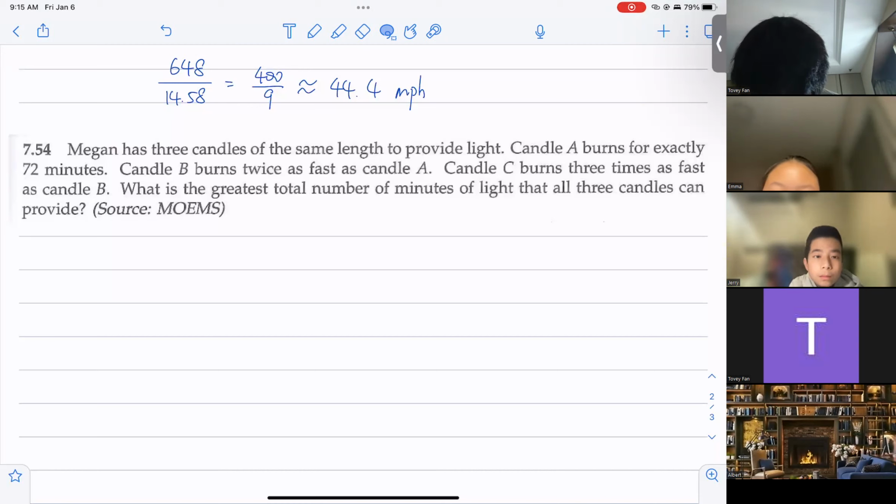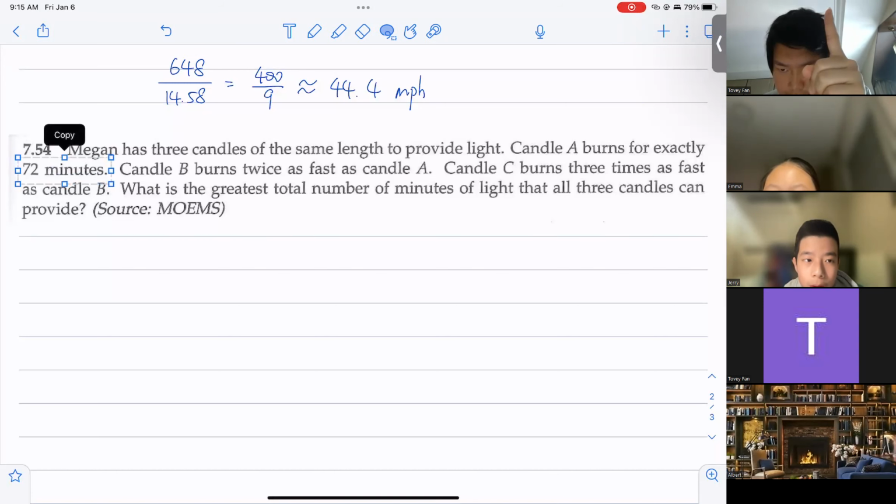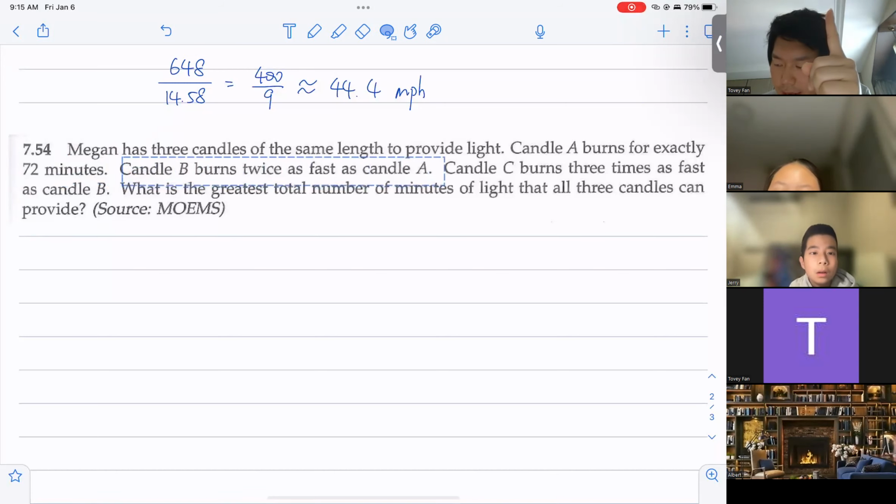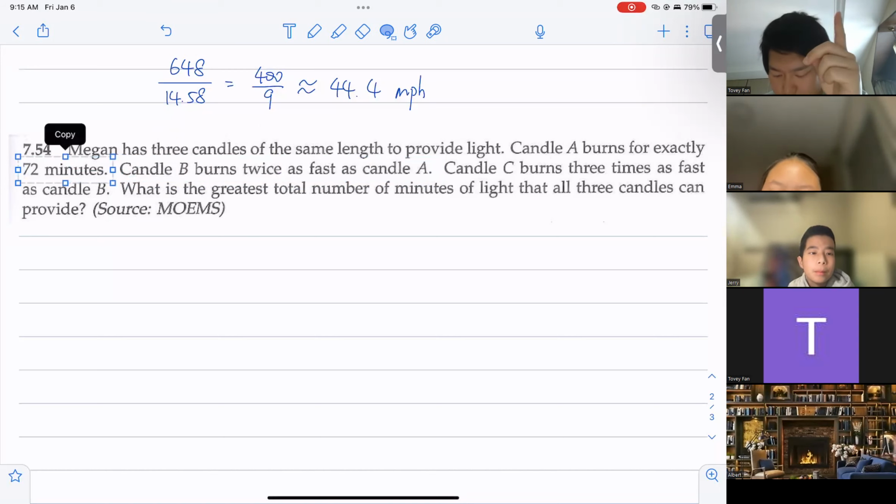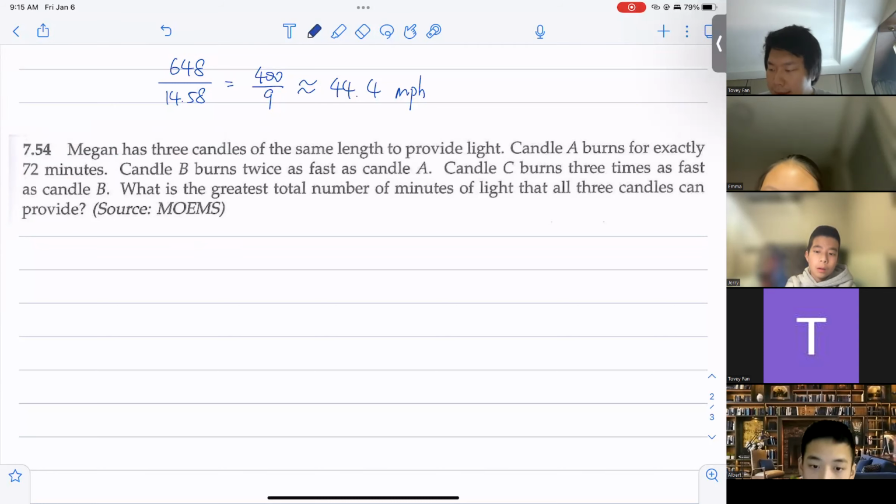Let's see. Your answer is 648. But think about this. You only have 3 candles, right? The first candle only burns for 72 minutes. The second candle is faster than that, so it wouldn't even burn for this long. And that means 3 candles wouldn't make 648 minutes, right? It would be much less than that. Okay, so candle A, we know it can burn for 72 minutes.